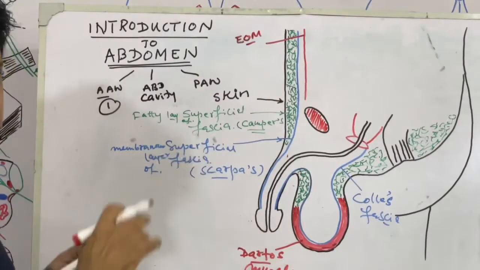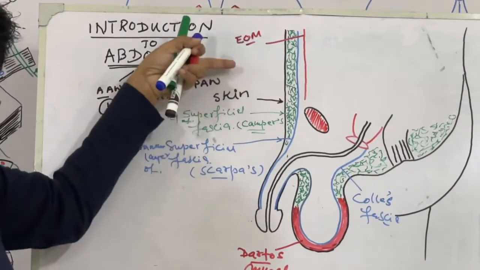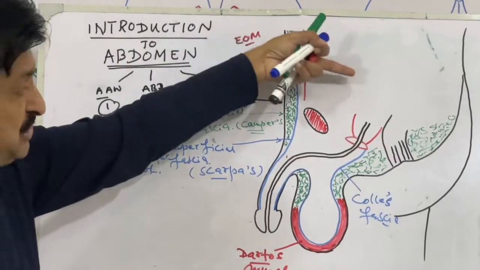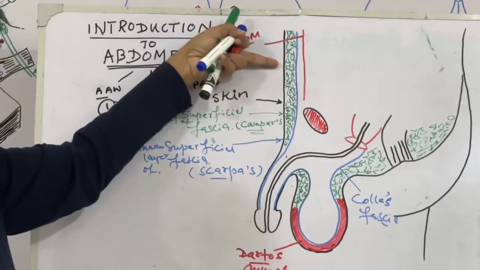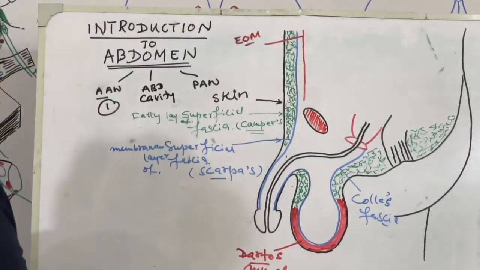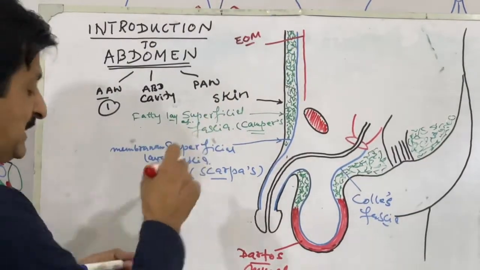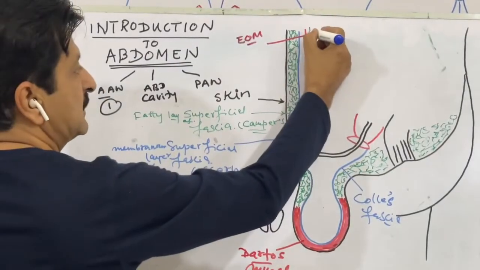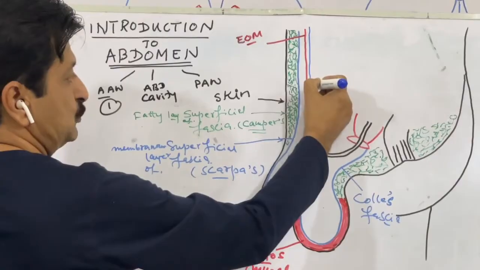This is muscle number one, you see that? When you put the needle through your anterior abdominal wall, reaching up to the abdominal cavity, the first layer is the skin, second is the fatty layer, third is the membranous layer, fourth will be the muscle, called the external oblique muscle. And under the external oblique muscle will be another muscle called the internal oblique muscle, the third layer. This is the second muscle which you are going to be shown.